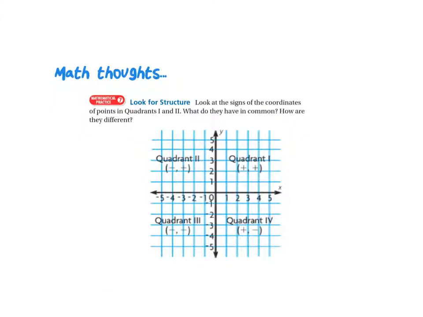All right. So take a little time to pause in your math notebook, or you can just type it into the Chromebook. And I want you to notice, look at the signs of the coordinates of the points in quadrant 1 and 2. So looking at these quadrants, 1 and 2, what do they have in common? And how are they different? Go ahead and write that into your Chromebook. So one thing that I noticed that they had in common is that both of them have positive y's.